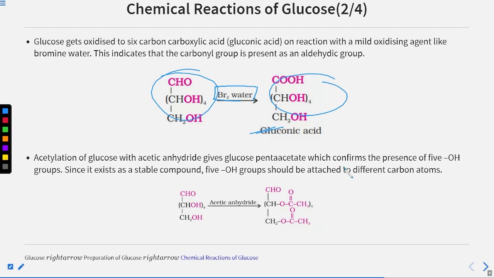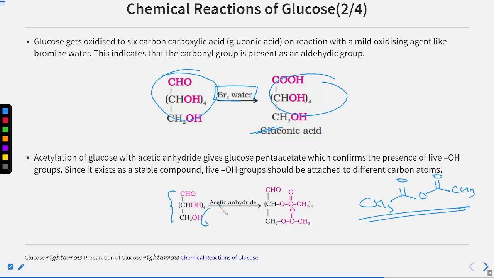Now what is the next reaction? The next reaction is a reaction with acetic anhydride. So what has happened in this reaction? We have again our glucose structure. We have reacted with acetic anhydride. The acetic anhydride looks like this: CH3, CO, O, CO, CH3. This is the structure of acetic anhydride.